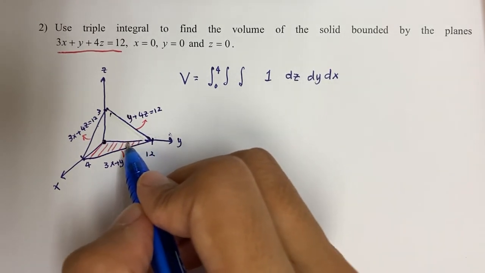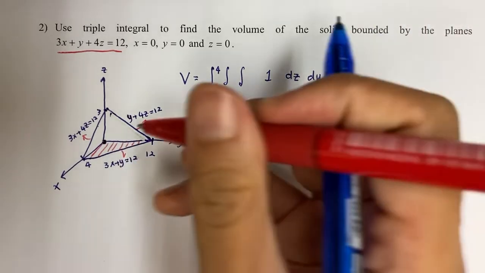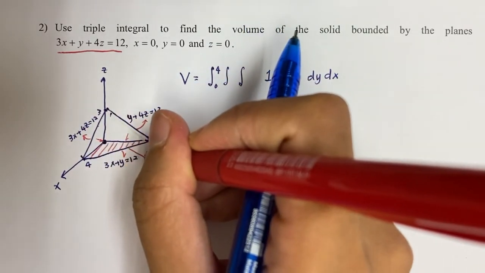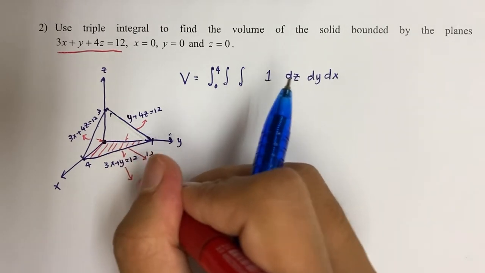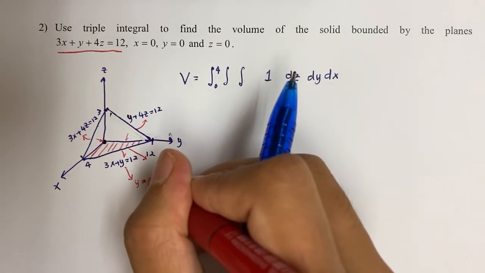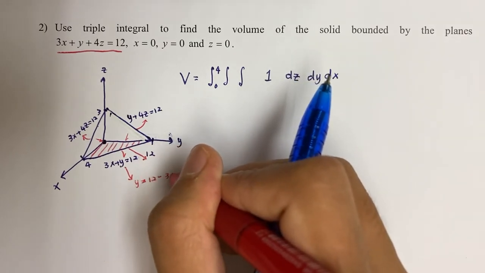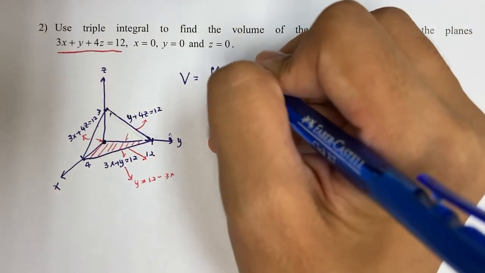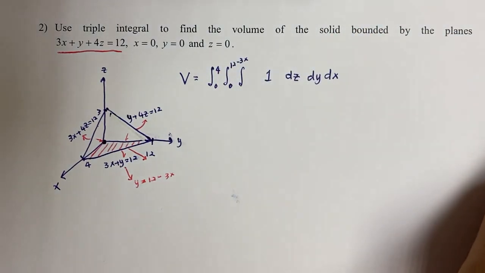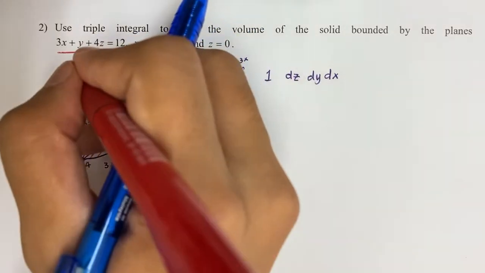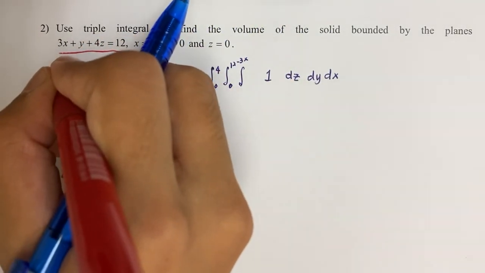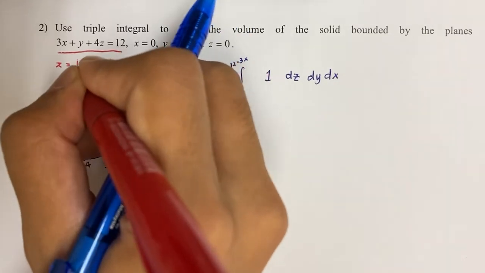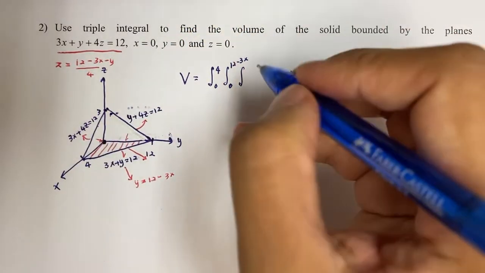For y, it comes from here: y is from 0, and then it leaves from this line. Write your y in terms of x, so y is equal to 12 minus 3x. So my limit for y is 0 to 12 minus 3x. For z's limit, you refer to this: write z in terms of x and y, so z is equal to (12 minus 3x minus y) divided by 4. This is the upper limit for z.